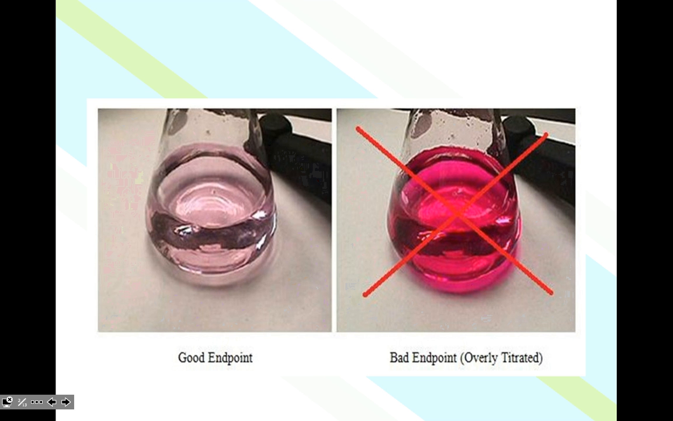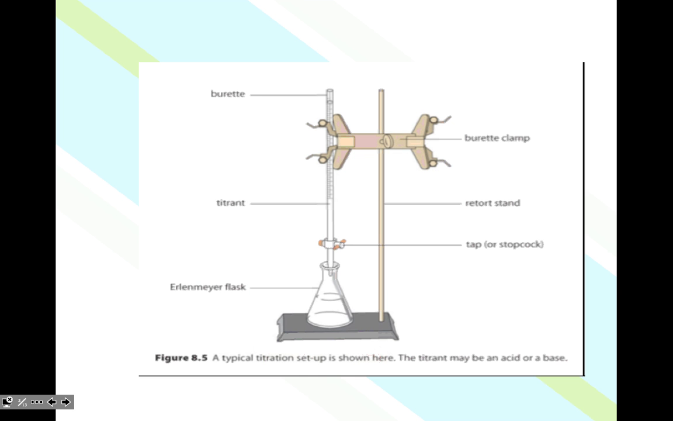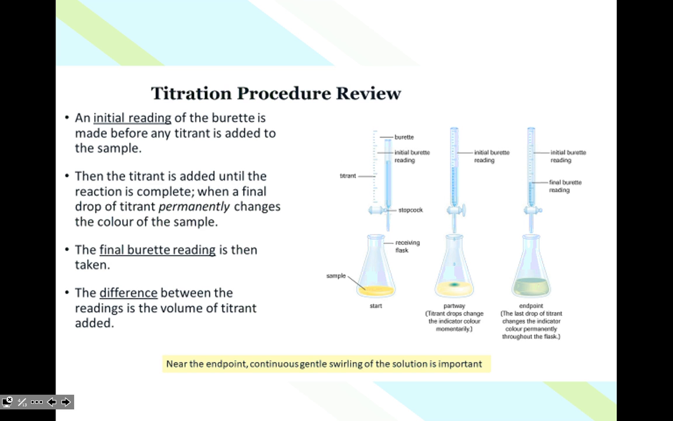There's the example of a good endpoint, when you have the one single drop that's going to allow the color to change permanently. This obviously is too much, right? Too much of the titrant was added to the sample. There's basically the apparatus. You guys remember that? Let's take a look at the titration procedure review.